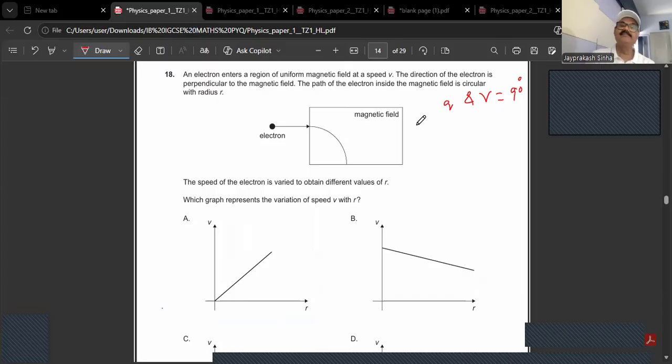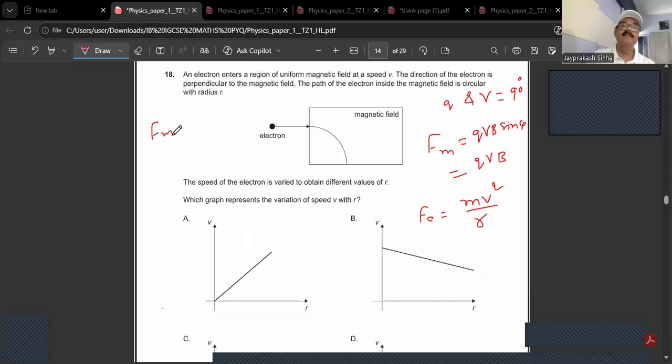Okay, so already we know that the magnetic force Fm is equal to, what is the formula? QVB sin theta. So here theta is equal to 90 degrees. So magnetic force is equal to QVB. And due to this magnetic force, it is moving in a circular path. Okay. So which force will we equate this with? The centripetal force. So what is the centripetal force? The expression for that is mv square by r. Isn't it? We'll equate both.